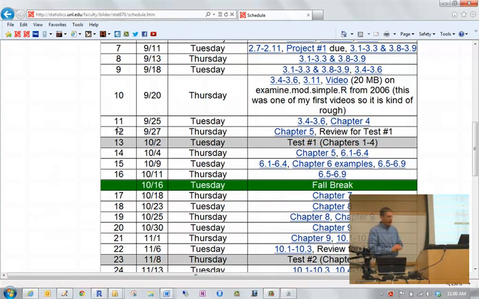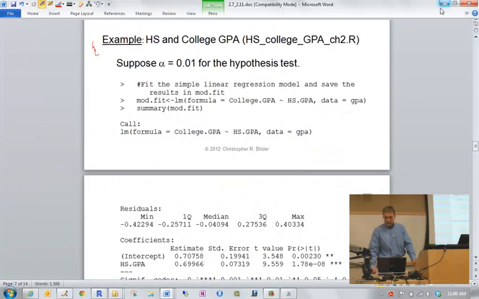So today we will finish up Chapter 2 and then start Chapter 3. Are there any questions? Okay. We left off on page 240 in the notes.